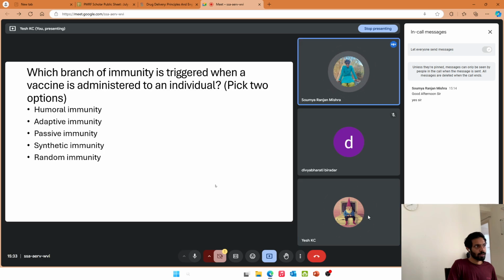Adaptive immunity is like there are two types of immunity, natural and adaptive. Adaptive is a specific type of immunity that is triggered due to the specific type of antigen. Yeah, you're correct. So over a period of time, it will evolve and develop an immunity. But how is humoral immunity different from adaptive immunity? Any idea?